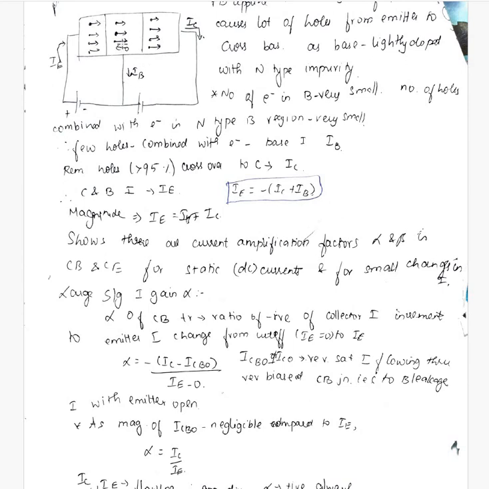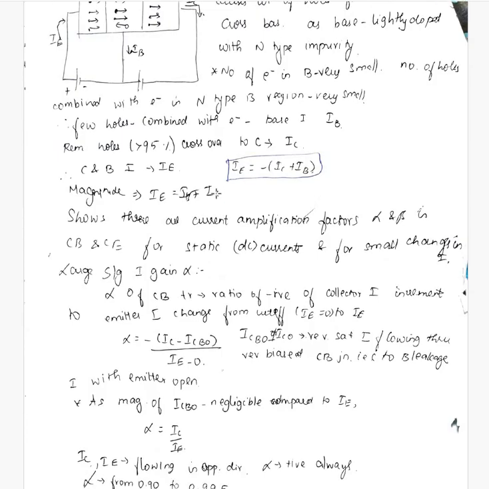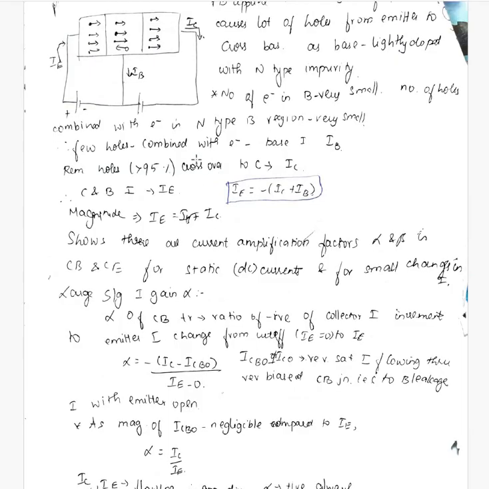So 5% of the recombination happens here and we get base current. The remaining 95% goes to the collector current. So we get an amplified signal.